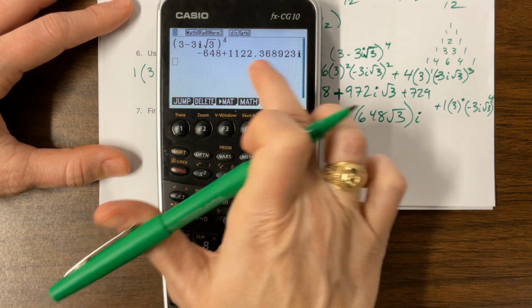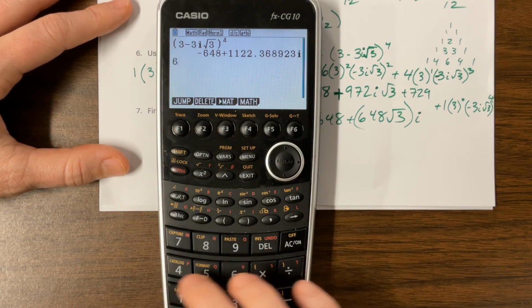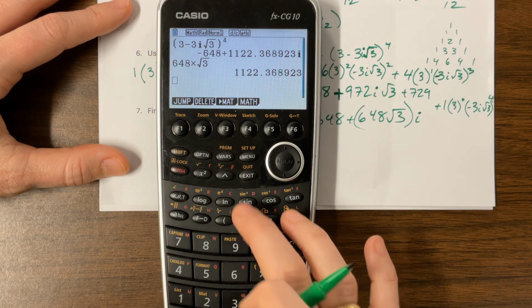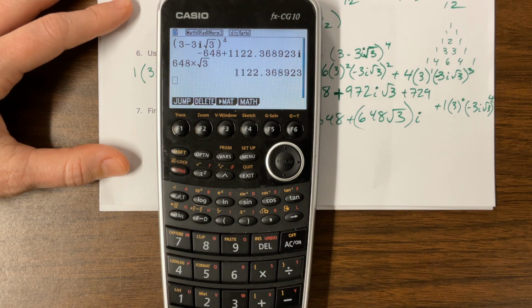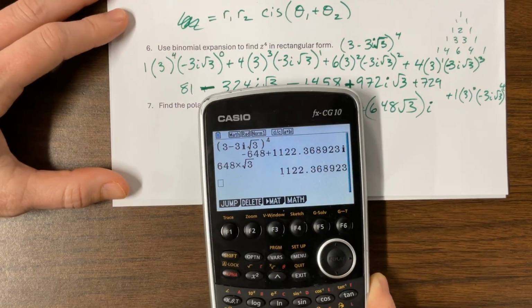Let's see. This right here, I just said it was that, and they're giving me this decimal. So if I have 648 times root 3, yeah, I know. Oh, is that the same? Oh, that's great news. Okay, so we did this correctly, but it was really annoying.